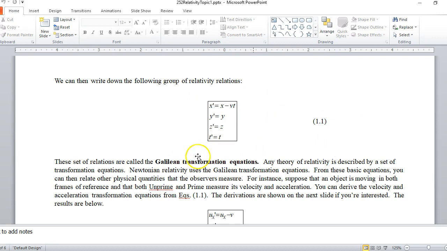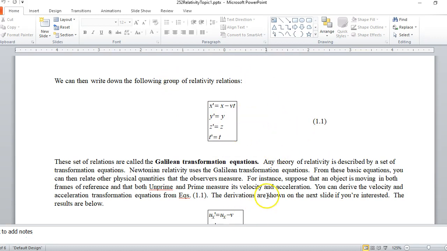Okay, now once we have these, we can get a lot more physics, because what we can do is we can differentiate these with respect to time, and we can get velocity transforms. We can then compare velocities of objects moving in frame S and S prime. We can differentiate the velocities and get accelerations. We can find momentum transformation equations, energy transformation equations, all starting with these Galilean transformation equations.